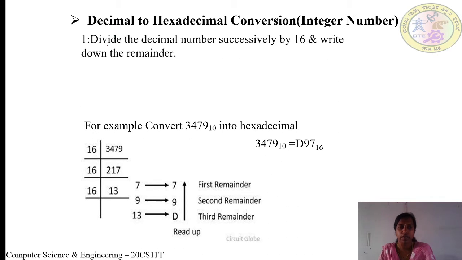We'll see the first step. Divide the decimal number successively by 16 and writing down the remainder.